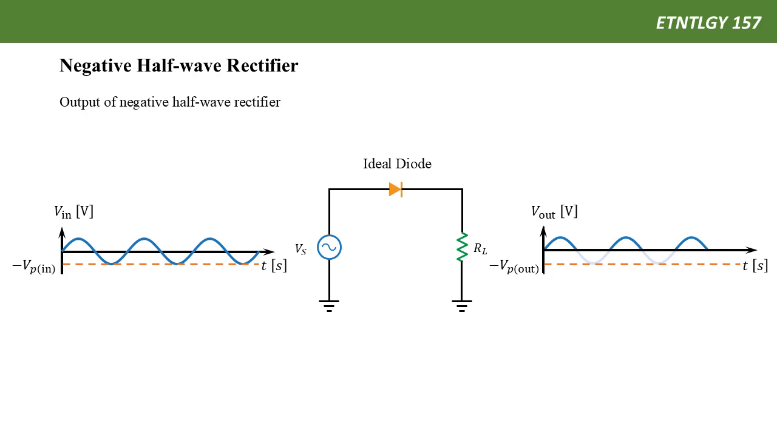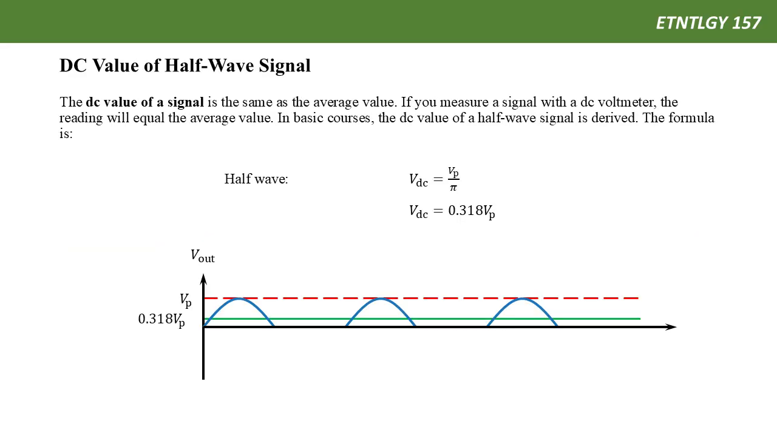Now let's take a look at important quantities and formulas we need to know. The first one is called the DC value of a sine wave. This is similar to the average value of this half-wave rectified signal. What I mean is, imagine measuring the signal with a DC voltmeter. The reading will equal the average value of that signal. In the basic courses, the DC value of a half-wave signal is derived.